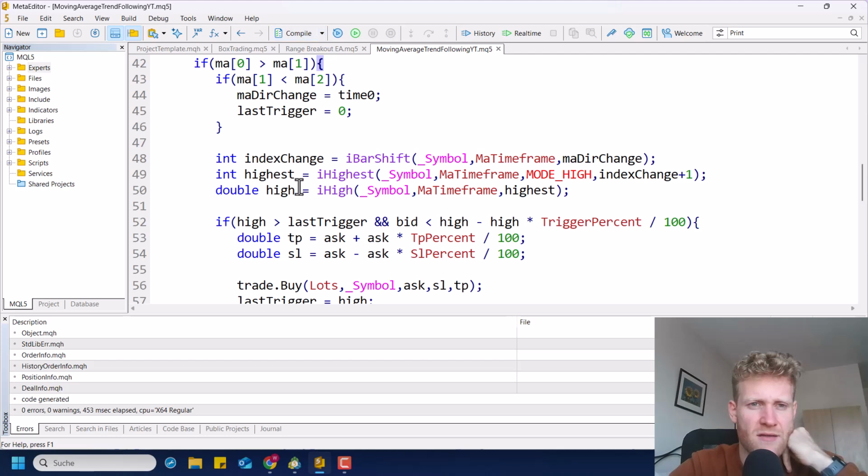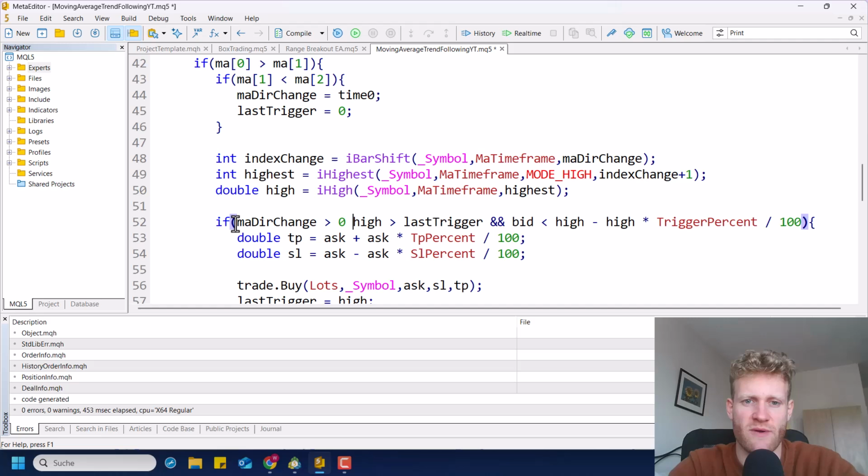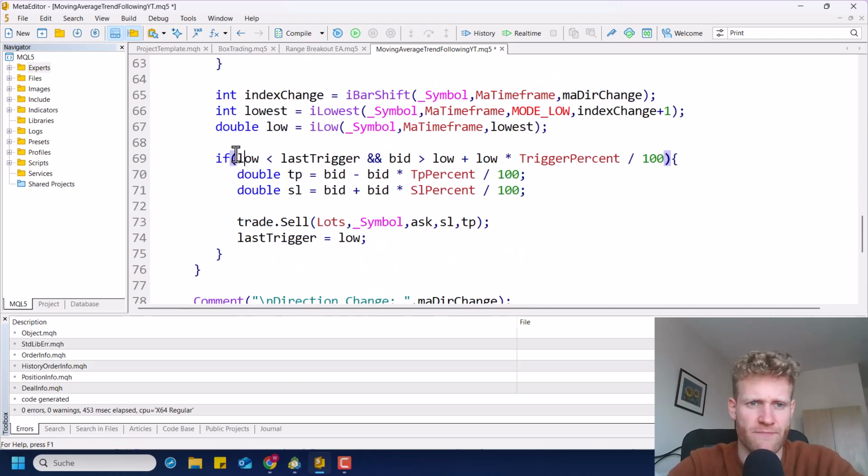And let's maybe also say we only want to start trading after the first moving average direction change. So we can also say if MA direction change is greater than 0 here before we open a position.